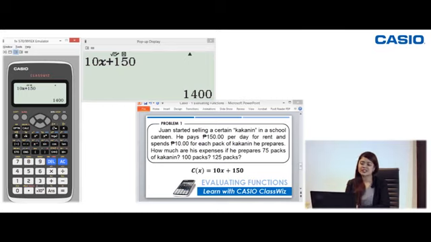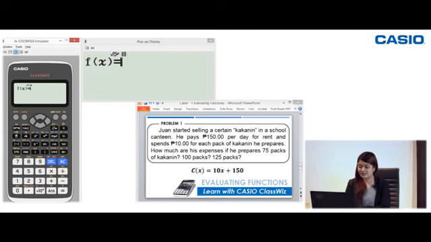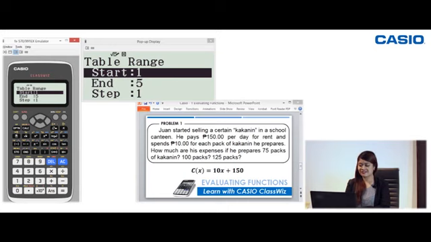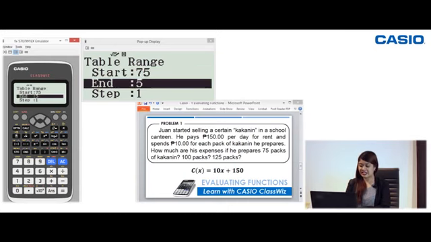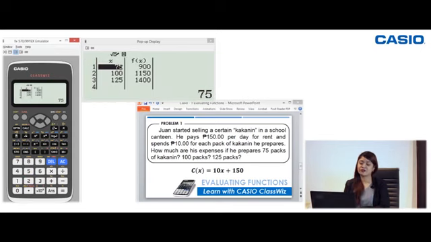But what if we want to save time and calculate all the three values? We just use the table mode. Press menu and 9. Let's input the function 10x plus 150. And the start is 75. The end is 125. Our step now is 25. And we get this table of values, which also shows us the same values that we got earlier.